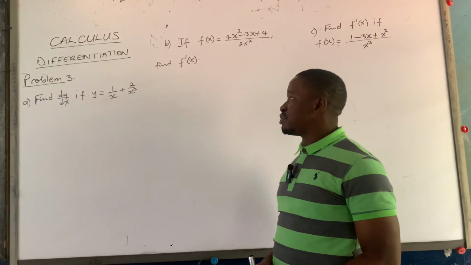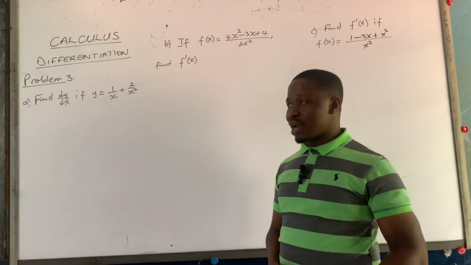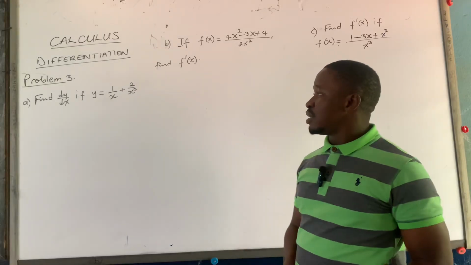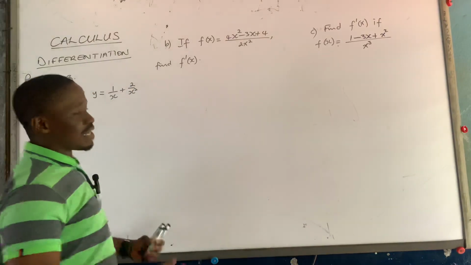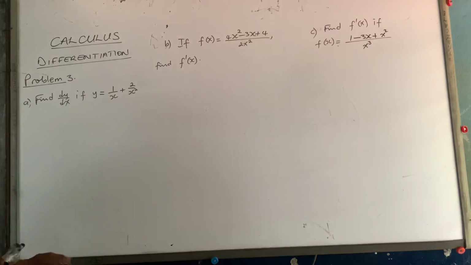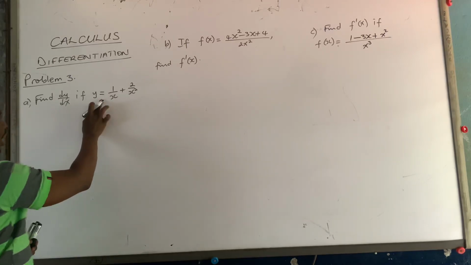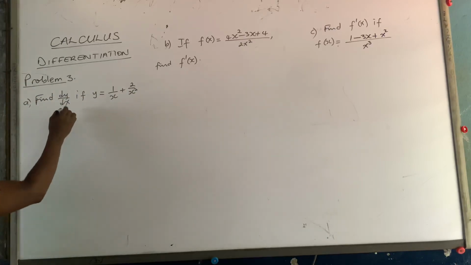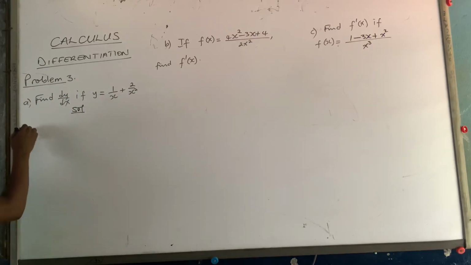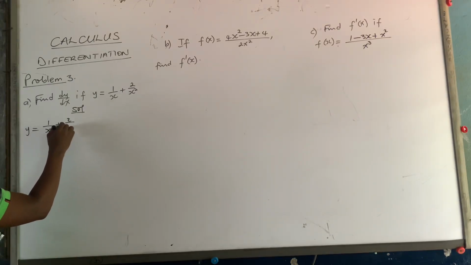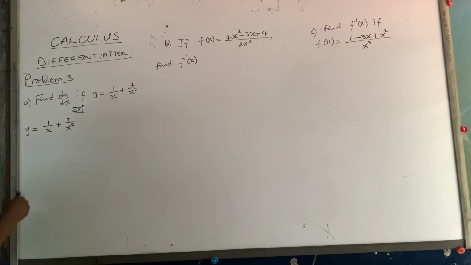This is the third problem for differentiation calculus. We have A, B, and C. We are still learning how to differentiate basic functions. So the first part says find dy/dx if y is equal to 1 over x plus 2 over x squared. We are given y as 1 over x plus 2 over x squared.